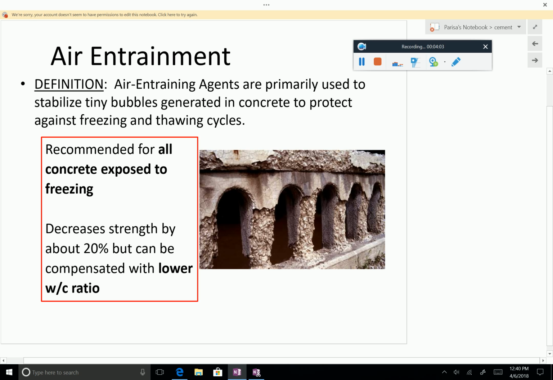So it is being used for almost all concrete which is in cold climate, and it could decrease the strength because you're adding to air void content, and normally you try to compensate this by lowering the water to cement ratio. So you lose a little bit of strength, but you try to decrease the amount of water to compensate for it.